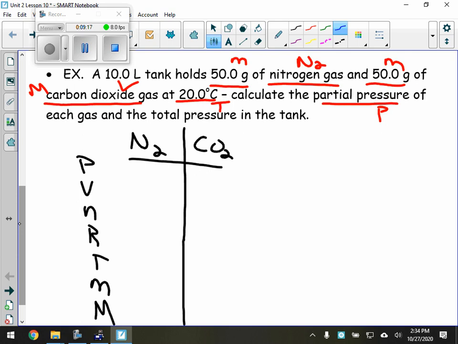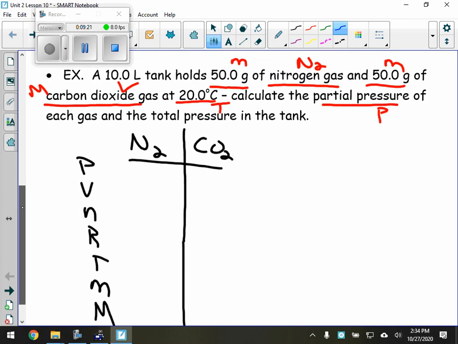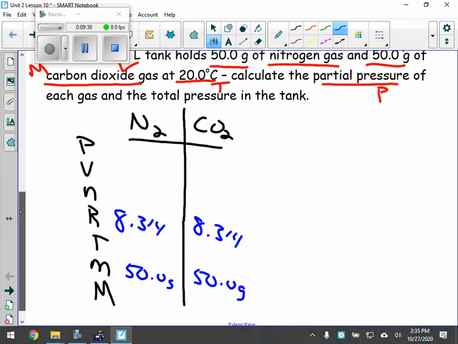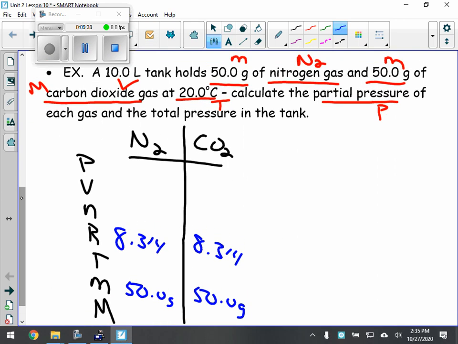Now, let's fill in a few things here. 50 grams of nitrogen, 50 grams of carbon dioxide. I'm going to put that there, put that there. R, I know R is 8.314. Guess what? It's 8.314. Now, what about the temperature? What do I do about the temperature? It's 20 degrees Celsius, so that's roughly about the temperature of this room. What do you know about the gases in this room?